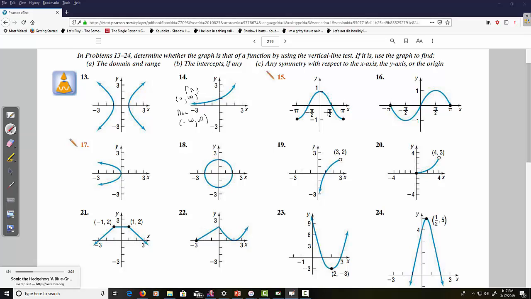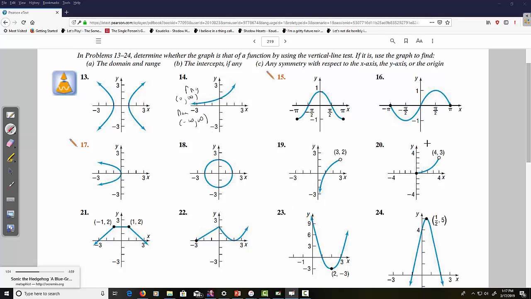15 would be a function. Its domain would be negative pi to positive pi. Its range would be negative 1 to positive 1. Oh, intercepts. Intercepts I didn't talk about, but you can read off the intercepts as well. You can see this has x-intercepts at negative pi over 2 and pi over 2, y-intercepts at 1.